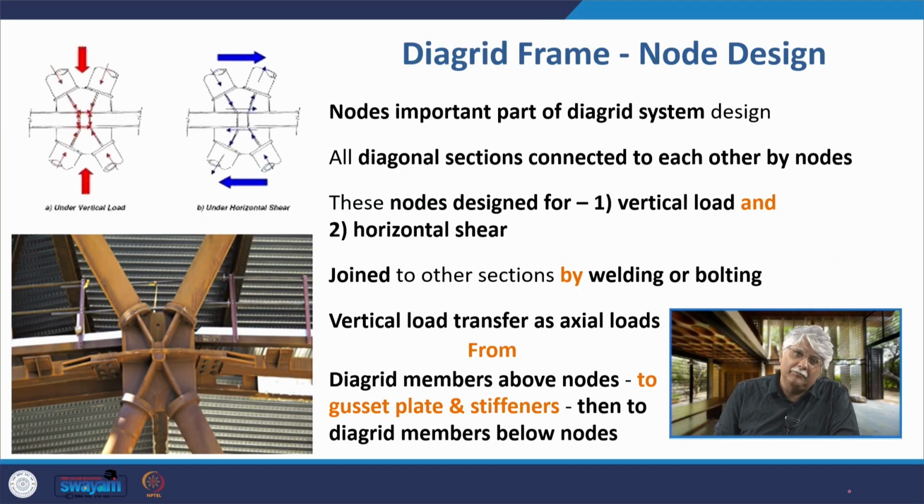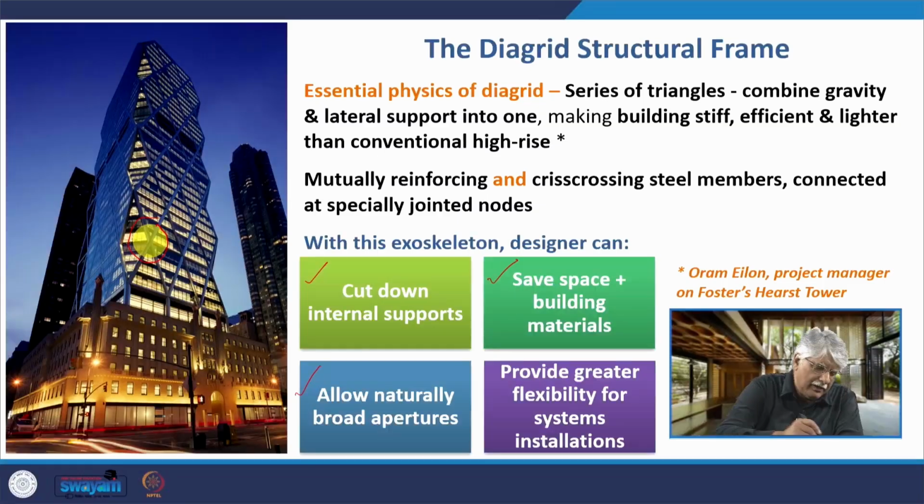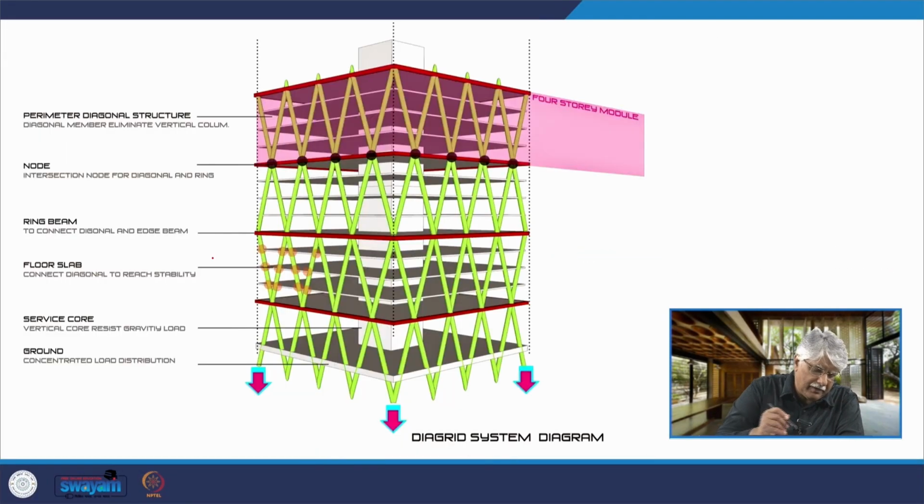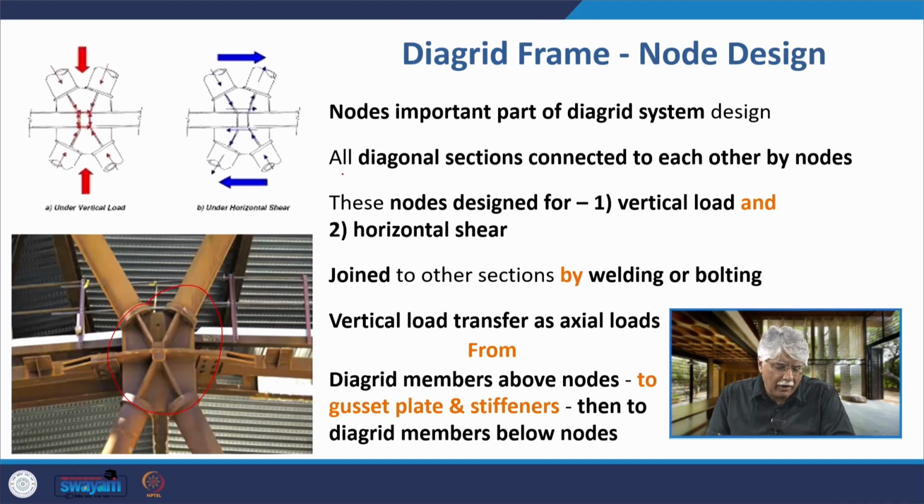Now the nodes are an important part of the Diagrid. This is the node. If you go back again, I will again show you the node. This is the node that I was talking about here and here. These are the nodes. Now at the nodes, all diagonal sections are connected to each other. These nodes are designed for both vertical load and for horizontal shear. They are joined to other sections either by welding or bolting, and the vertical load transfer takes place as axial loads. As I just showed you, both gravity and lateral loads are axially transferred from the Diagrid members above the nodes, then transferred to the diagonal members below the nodes.